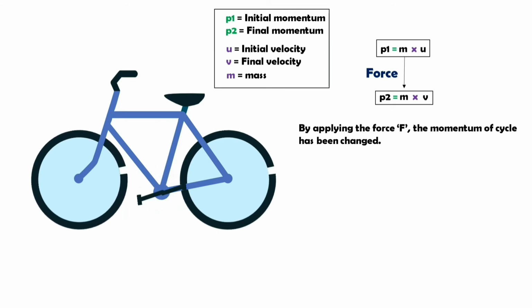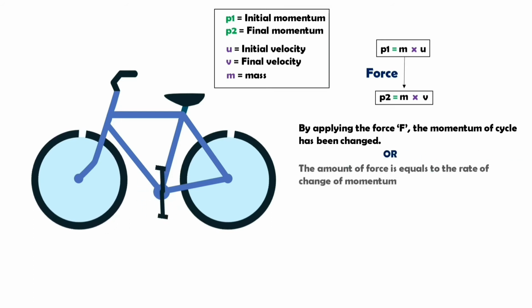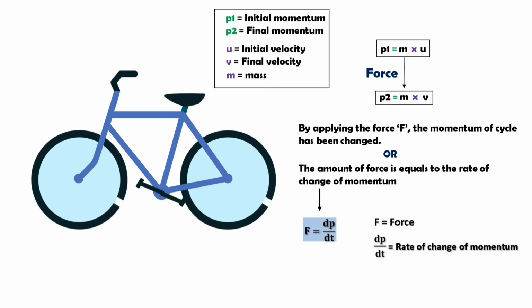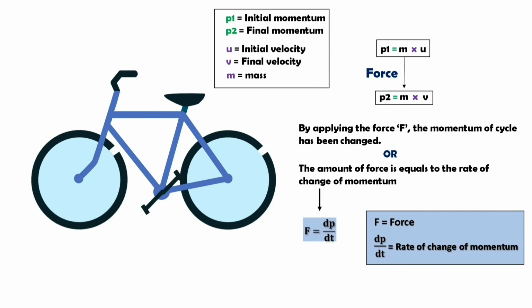By this example, we can say that by applying the force F, the momentum of the cycle has changed, or we can say that the amount of force is equal to the rate of change of momentum. Mathematically, it can be represented by F is equal to dp by dt, where F is the force applied and dp by dt is the rate of change of momentum.